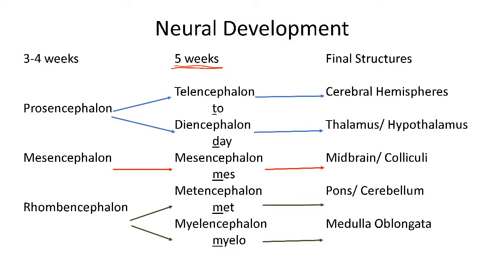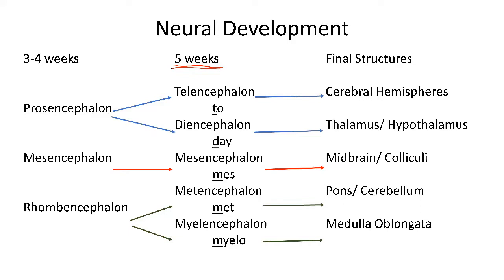And the mnemonic for that is not quite as catchy as the one for cranial nerves, but I use: tel, di, mes, met, myelo. And I realize that there's no real actual O in myelencephalon, but it helps me remember. Telencephalon, diencephalon, mesencephalon, metencephalon, myelencephalon. And this is how they are organized from the most superior to the most inferior through the brain.